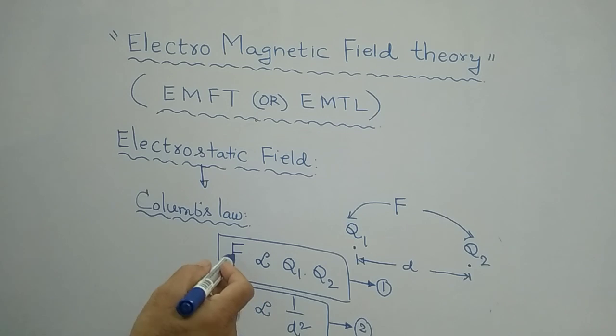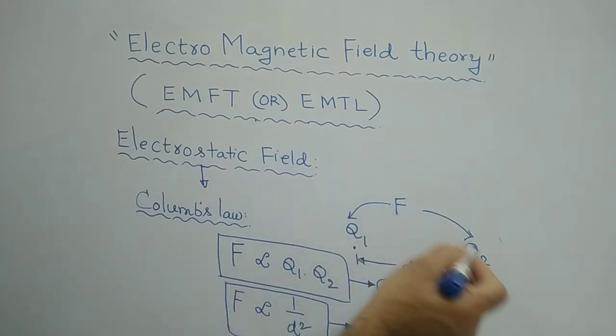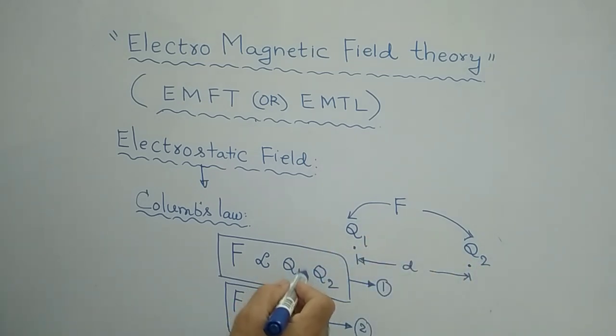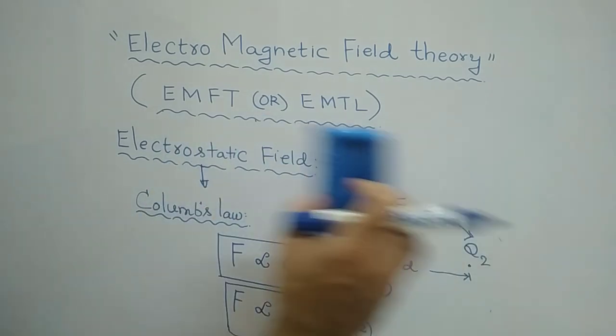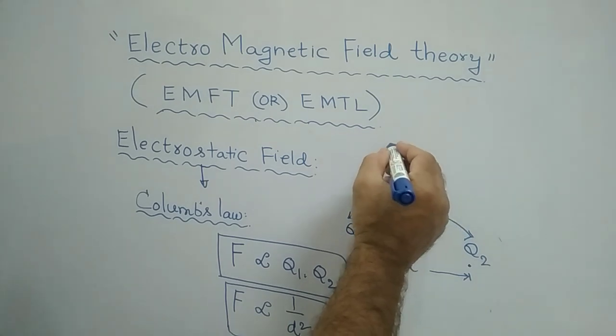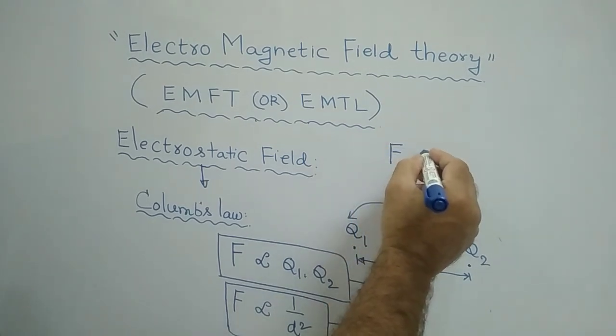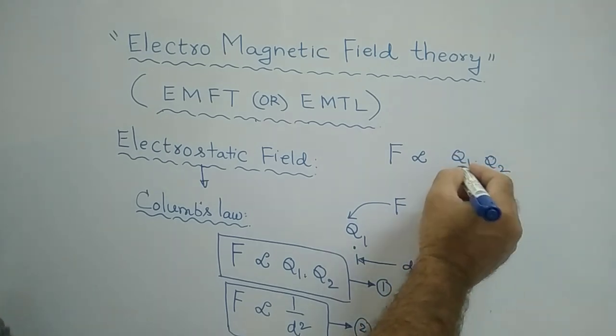Clear? The first equation is for force. This force is directly proportional to the product of two charges Q1 and Q2. Similarly, this force is inversely proportional to 1 by the square of the distance. If you combine equations 1 and 2, you can write F is proportional to Q1 into Q2 by d square.